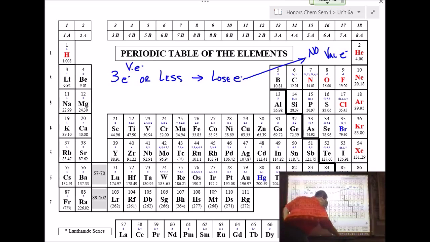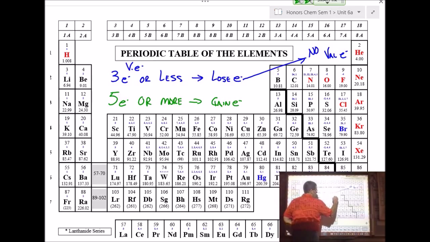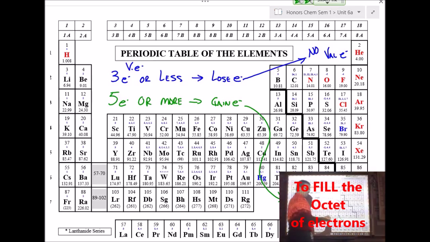If I have 5 valence electrons or more, it will gain electrons to get an octet. To fill the octet. What does fill the octet mean? What does octet mean? 8. So fill the octet means that we're going to fill up to 8 electrons. So when you hear the term fill the octet, that means that we're going to fill up those orbitals, the S and P orbitals, so that there's 8.